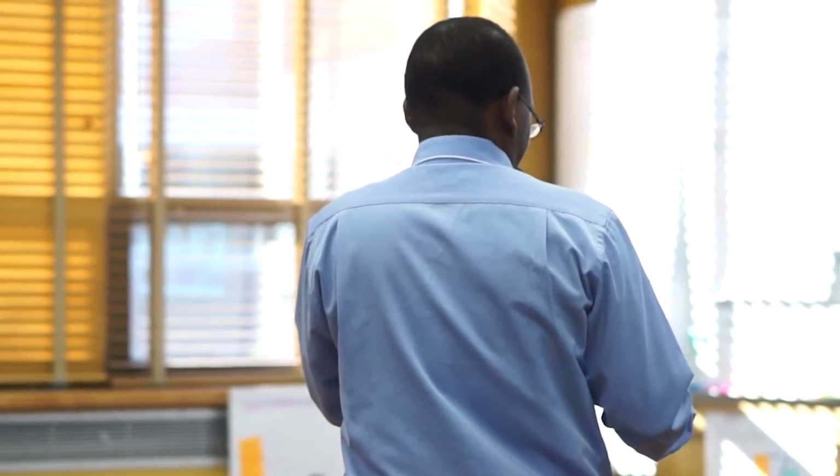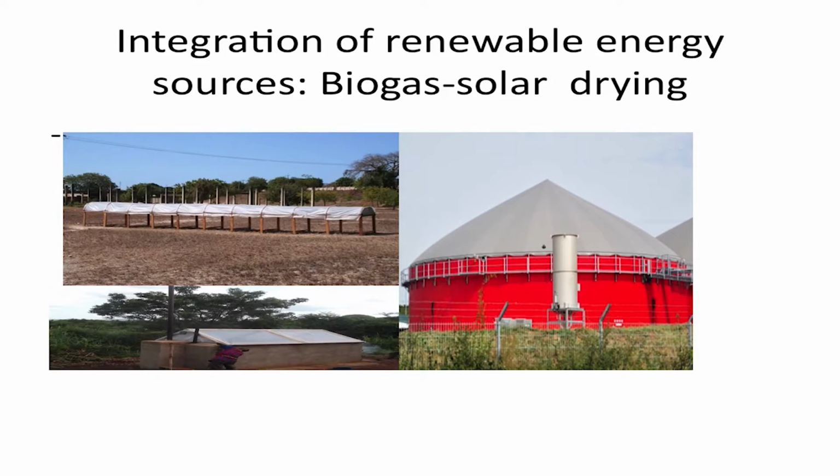Now, what are we up to? In this grant, we'd like to introduce an efficient all-weather drying system, which integrates solar energy and biomass energy to solve the problem of bulkiness and perishability. So this is one element of this innovation.